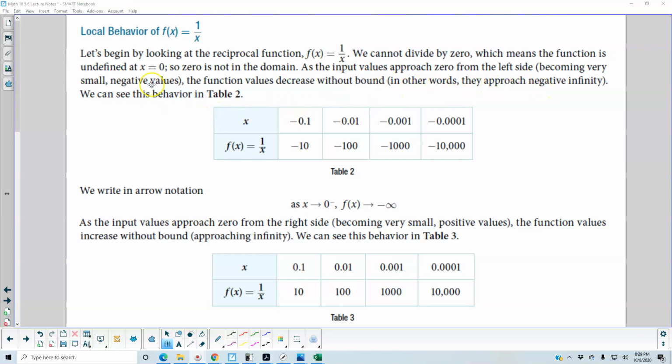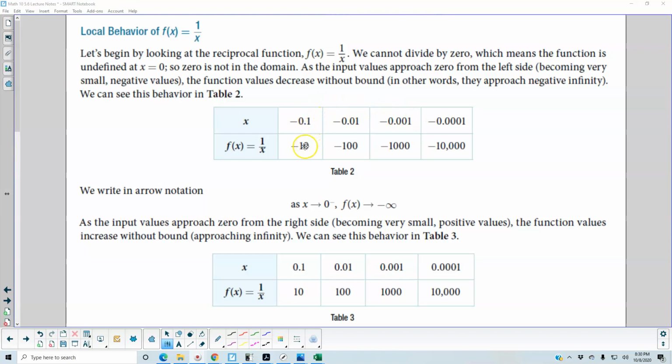So let's take a look at what this behavior looks like in Table 2. So here we have negative 0.1. Okay, then it goes to negative 0.01, and then negative 0.001, and negative 0.0001. So you can see here that as we move to the right, x is getting smaller and smaller.